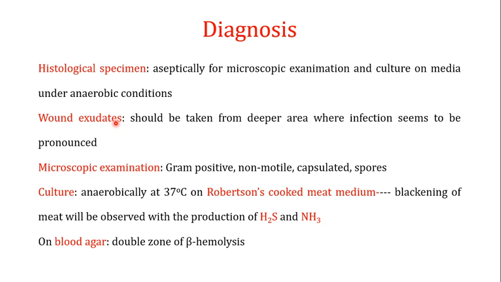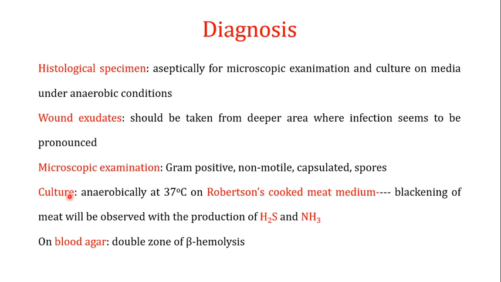In both of the cases, if you are going to take the histological specimen or the wound exudates, after the growth on the culture media, when you go for the microscopic examination, they are actually gram-positive rods, they are gram-positive bacilli. The other biochemical properties of Clostridium perfringens are that they are non-motile, they are capsulated, and they are spore formers. So these are just some of the properties which can help you in the identification of Clostridium perfringens from the histological or from the wound samples.